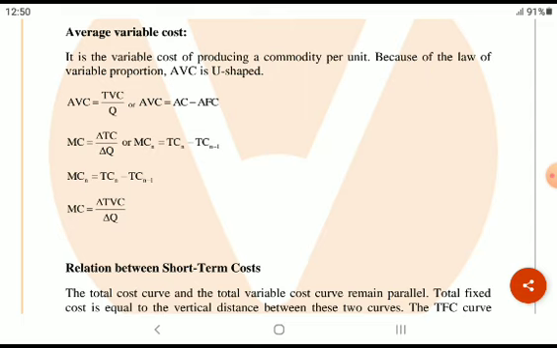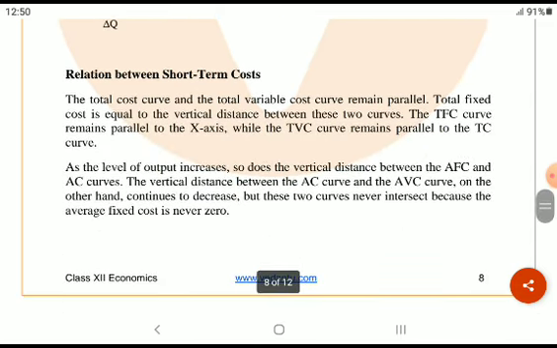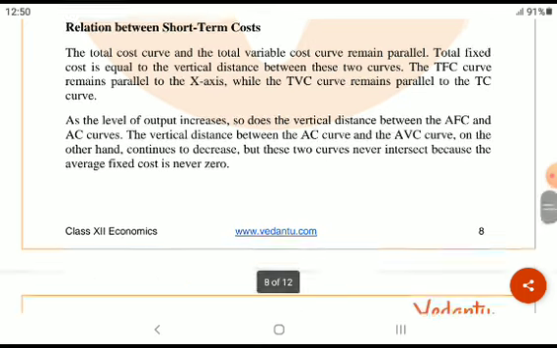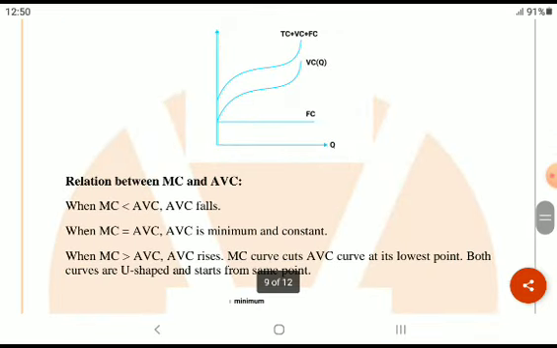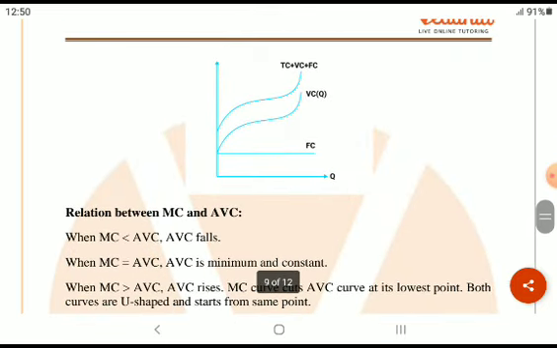Next, relationship between short-term cost curves: the total cost curve and the total variable cost curve remain parallel. Total fixed cost is equal to the vertical distance between these two curves. The total fixed cost curve remains parallel to the x-axis, while the TVC curve remains parallel to the total cost curve. Like this, it will be the graph. TC plus VC plus FC will be up, next VC and Q, next FC, Q, Y axis.